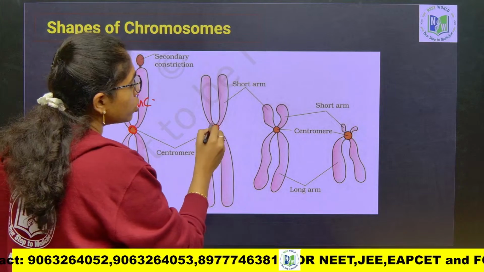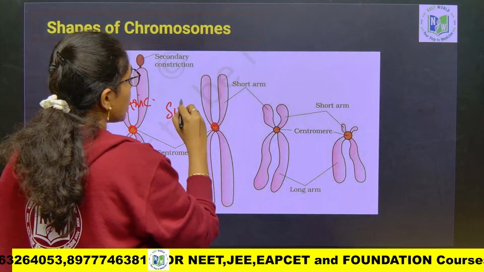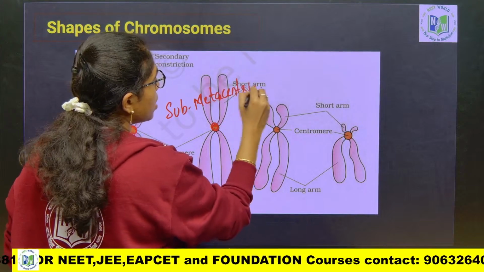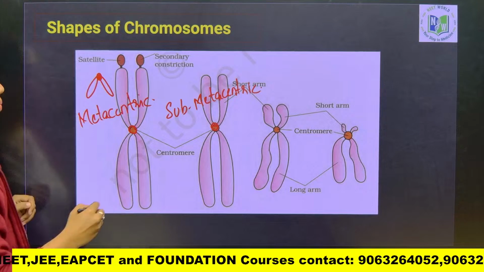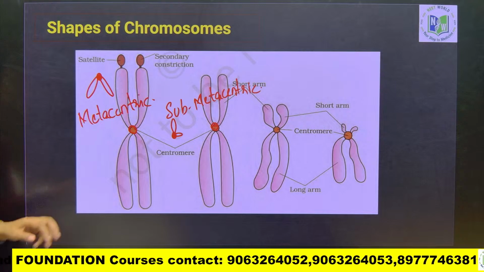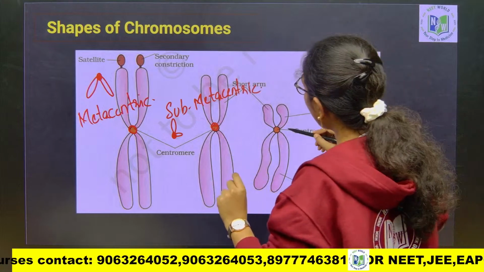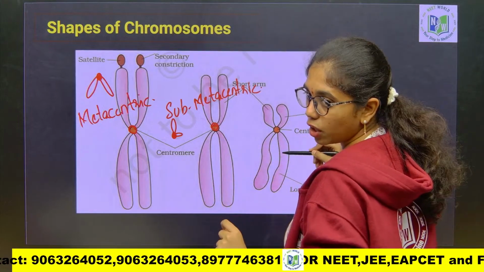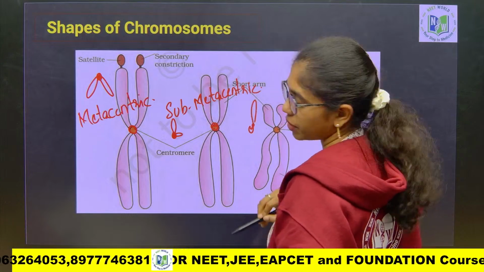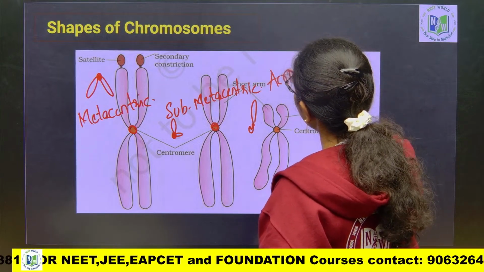Where the centromere is close to one end, which forms one short arm and one long arm, that is called submetacentric. And this forms out to be what shape? Any guess? L shaped. This forms out to be L shaped. And the next type, where you can see one very short arm and one very long arm, forms out to be what shape? J shaped. This forms out to be J shaped, that is acrocentric.